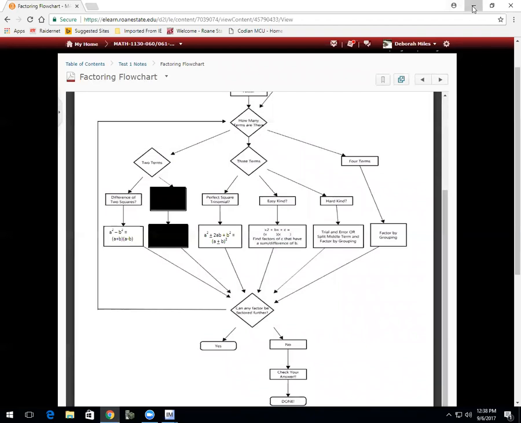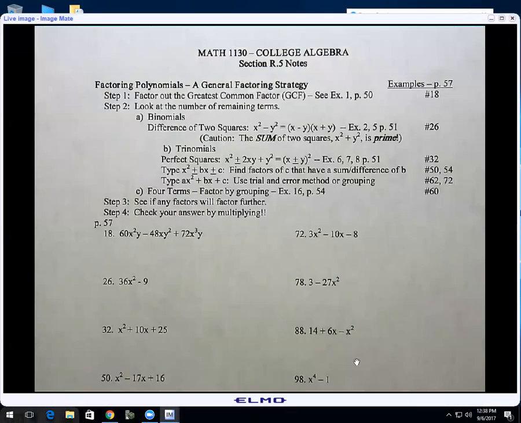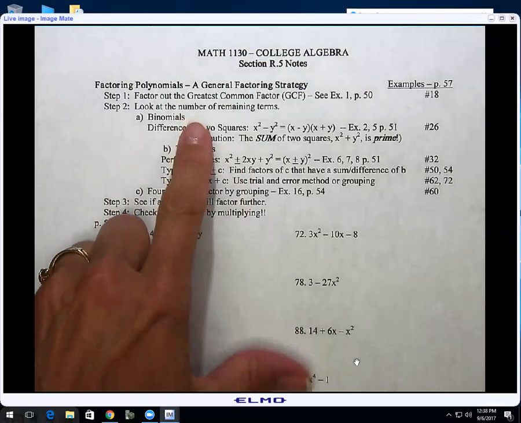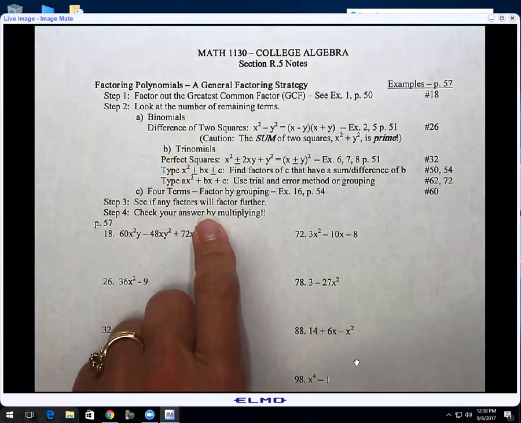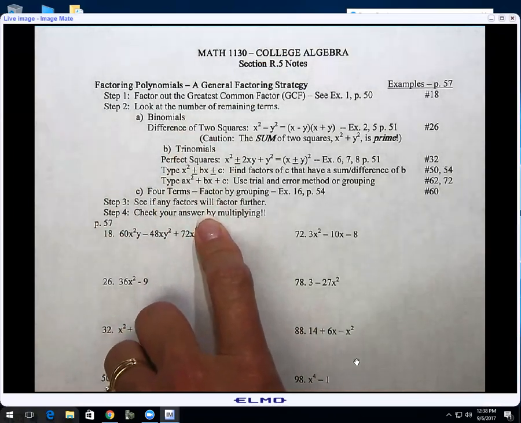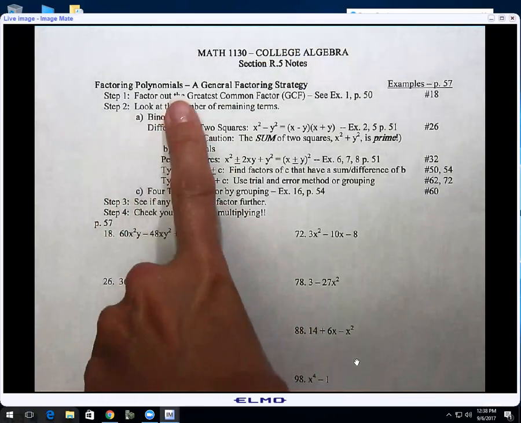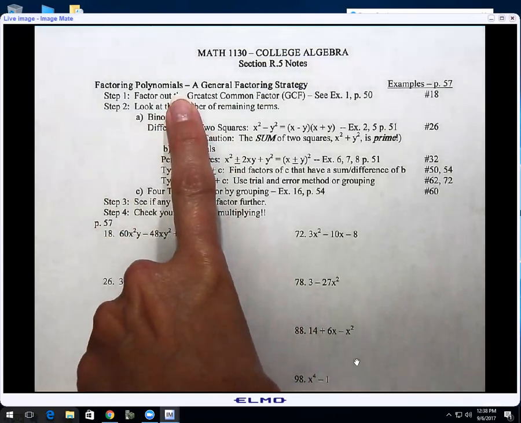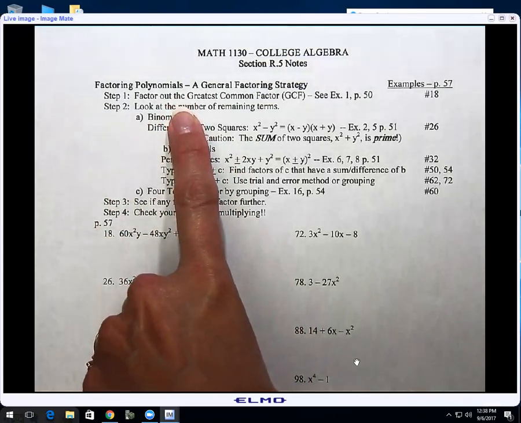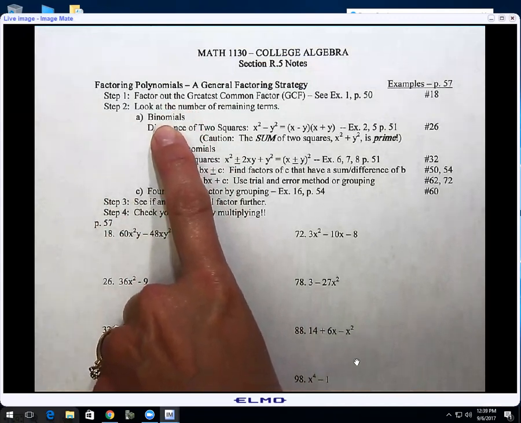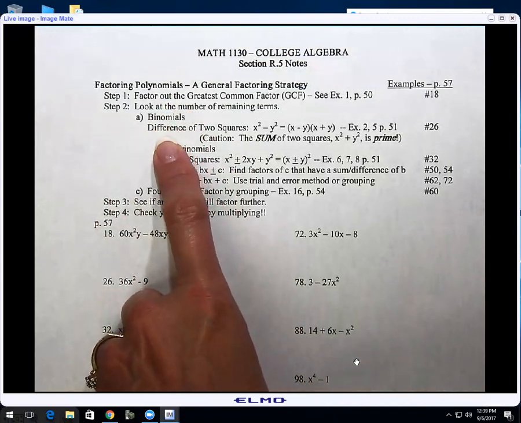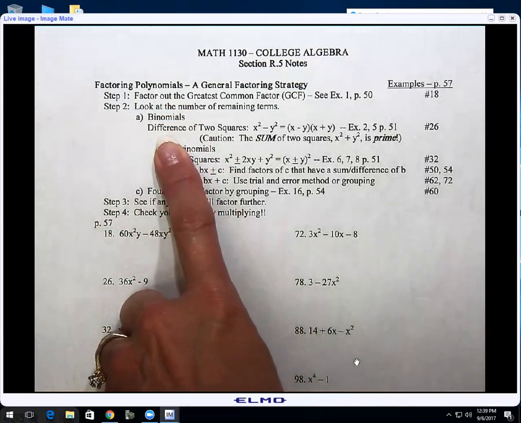All right, back to the notes. This is just a step-by-step that really says the very same thing as the outline. Some folks like words, some folks like pictures, so I made them both. Check for the GCF. If there is one, take it out. Look at the number of terms. If you have 2 terms, let's figure out how to factor a difference of 2 squares.